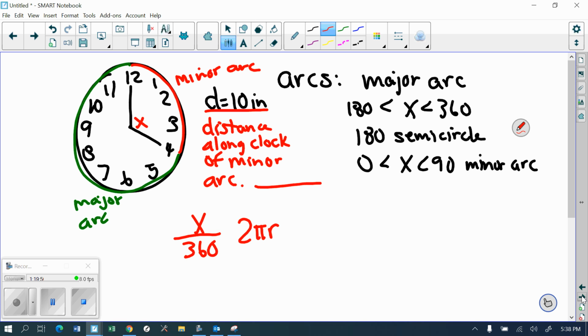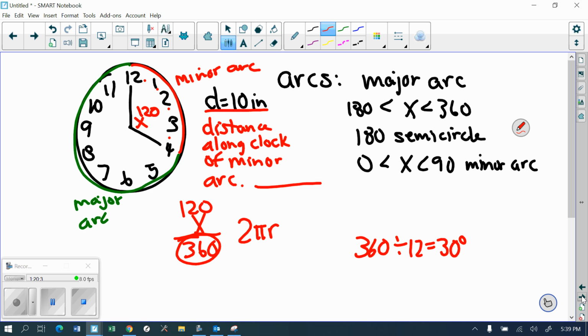How many degrees are in a circle? What do you know? 360 degrees is why it's 360 right there. How many numbers are on the clock? Aren't they all, first off, 1, 2, 3, 4, 5, 6, 7, 8, 9, 10, 11, 12, aren't they all evenly spaced? The answer is yes. So I'm doing 360 divided by 12, which equals 30 degrees. So from one number to the next, it's 30 degrees. How many numbers? There's 1, 2, 3, 4. I'm going 4 times 30 is 120 degrees. So there's 120 degrees right there, times 2 pi r.